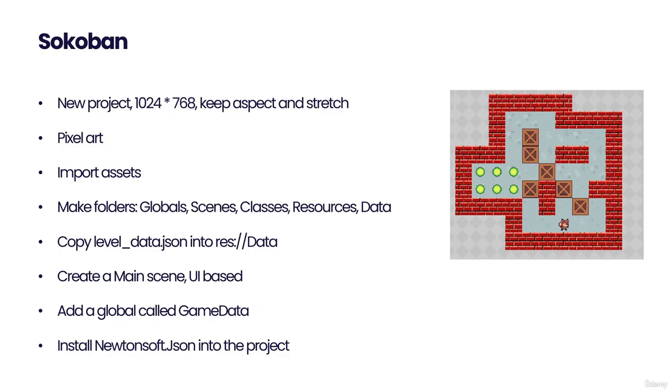So I'll just double check the slide. Have I missed anything off here at all? Main scene UI based, global core game data, Newtonsoft. That looks all right. So hopefully you managed that okay, because we've done that now quite a few times. In the next lesson then, what we're going to do is have a look actually at the level data structure.